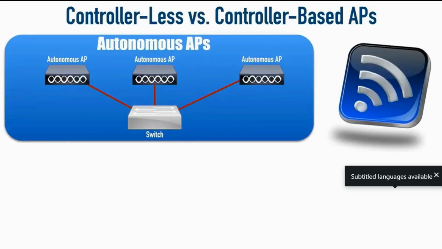Installing a wireless network in an enterprise environment, we probably need more than just one access point. And there are two basic schools of thought when it comes to managing multiple access points. One is to use autonomous access points.